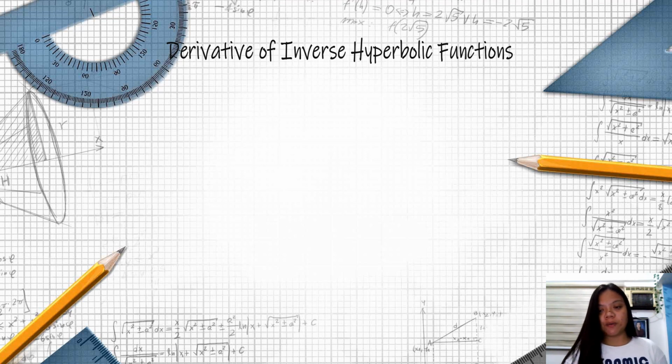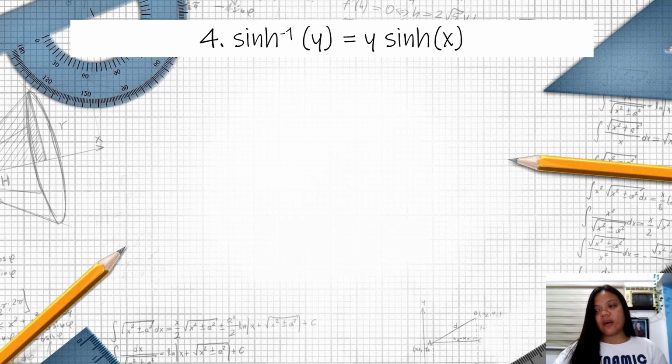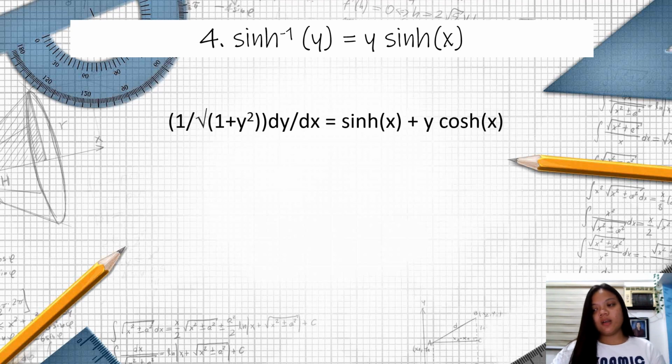Derivative of inverse hyperbolic function formulas. So, ayan yung mga pwede nating magamit by this topic. To find the derivative of the implicit function y with respect to x, we can use the implicit differentiation method. So, let's proceed. Here is how we would go about finding the derivative. So, 1 over the square root of 1 plus y squared times dy over dx is equals to sine x plus y cosine x.